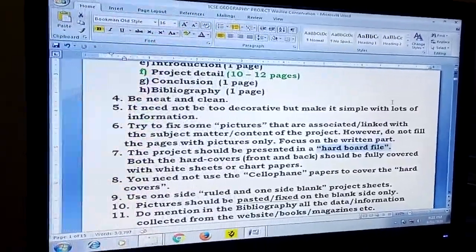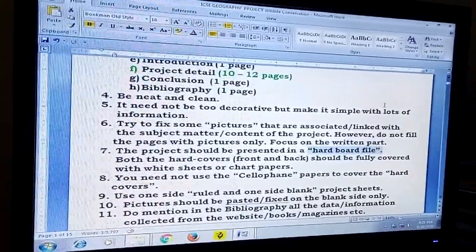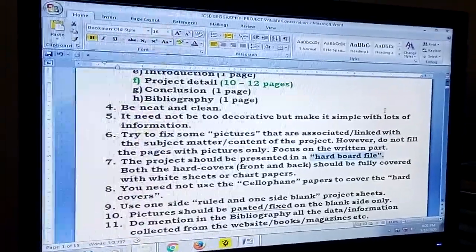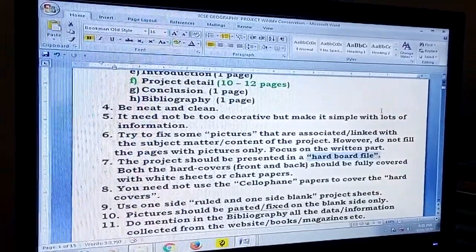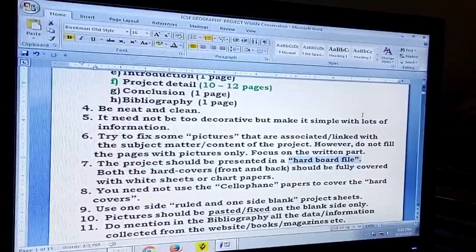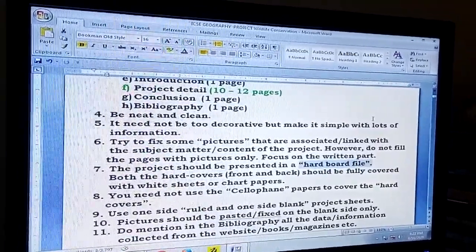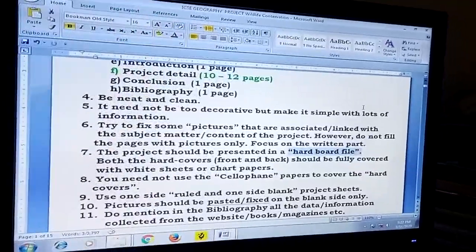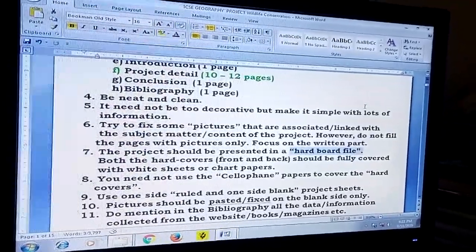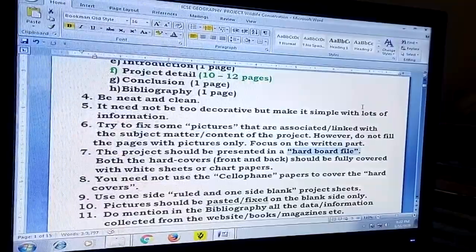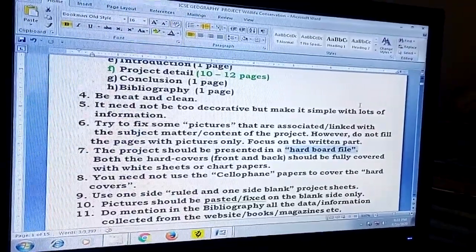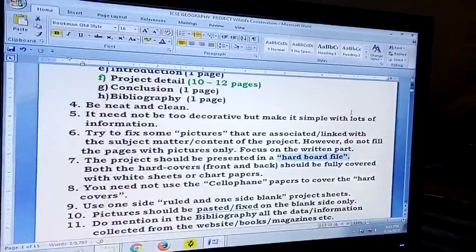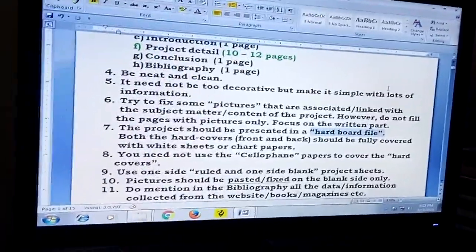Covered means fully covered with white sheets or white chart papers. You can use some other papers also. Now, on the hardboard, the cardboard, this is the cover of the book. On the cover, again, you should write "Geography Project", and then the name of the topic, your name, your class, your section, et cetera.